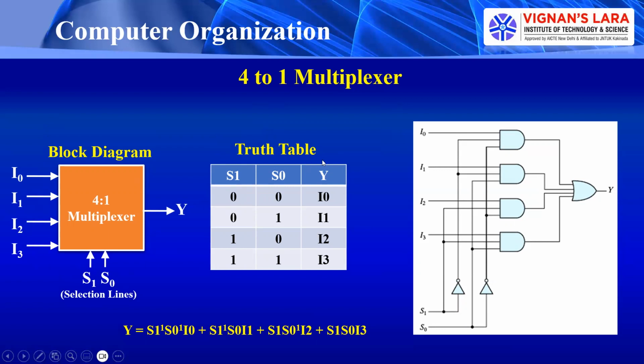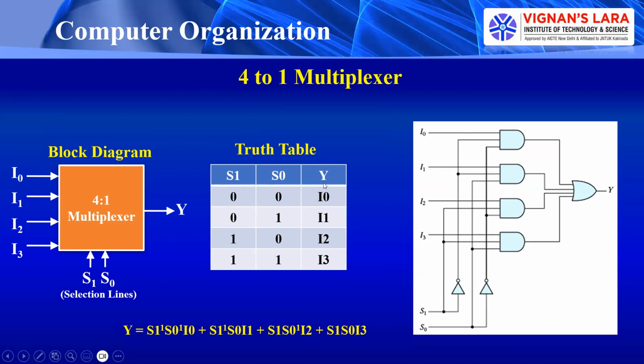Coming to the truth table part of it, S1 and S0 are the selection lines. These are the 4 possible cases. If S1, S0 are both 0, 0, I0 is selected. That means whatever value is present on I0 is directed to Y. If S1, S0 is 0, 1, I1 is selected, and whatever value we have there is transferred to Y. Next, S1, S0 is 1, 0, I2 is selected, so whatever value is present there is directed to Y. And the last combination is S1, S0 equal to 1, 1. Then I3 is selected and directed to Y.